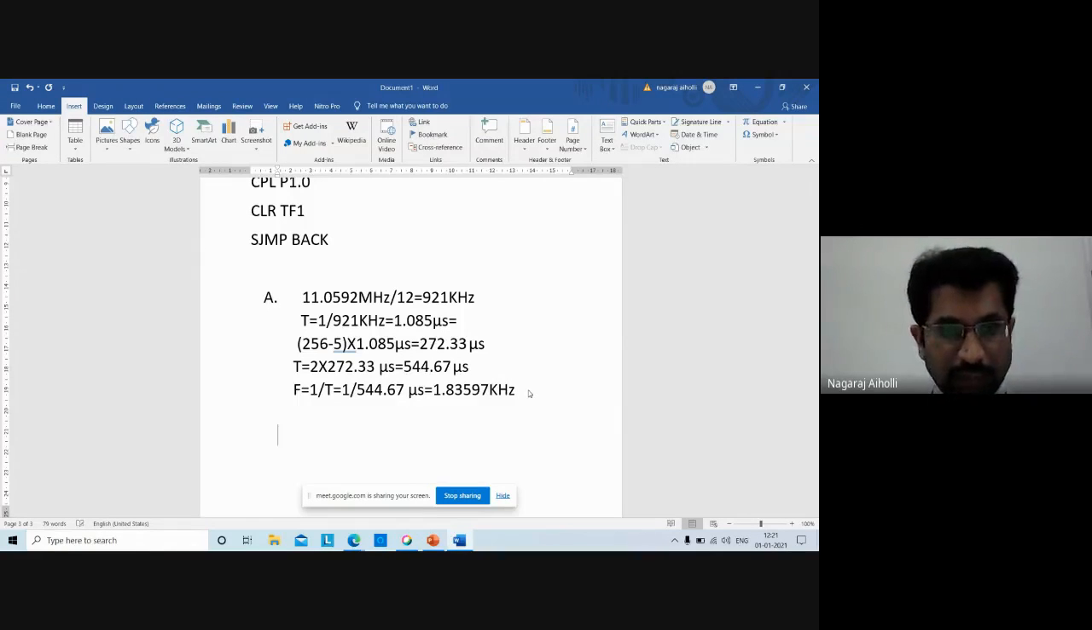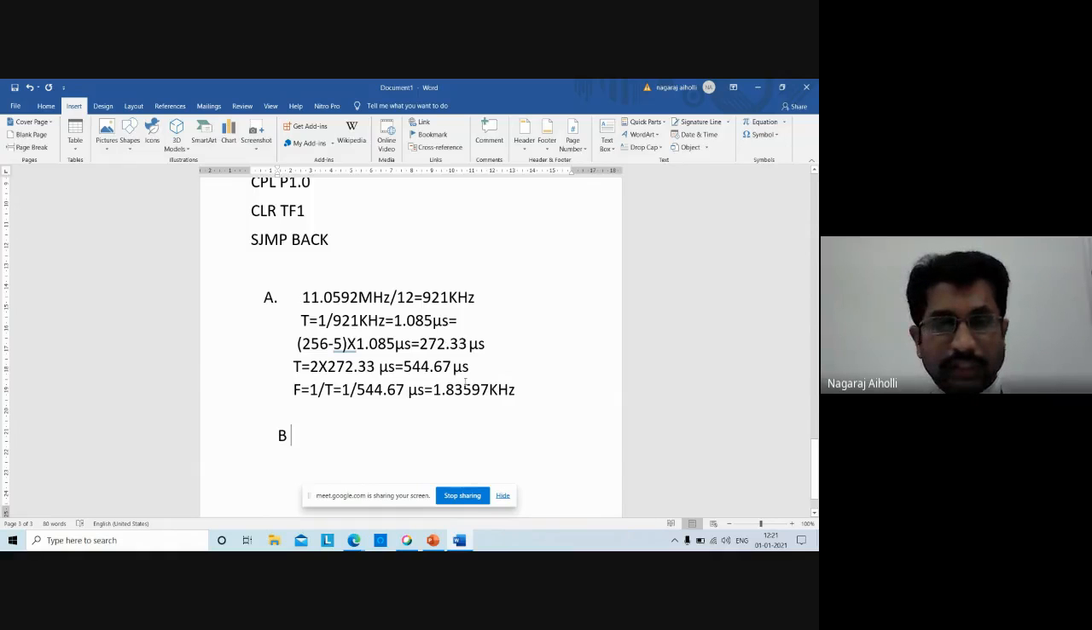Next, the second part of the calculation, that is part B. What have they asked? The smallest frequency. If you want the smallest frequency, then what should be the delay? The delay should be maximum. If the time period is maximum, the frequency will be minimum, because F is equal to 1 by T. So to get the smallest frequency, T should be largest.